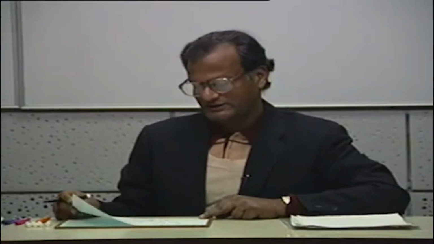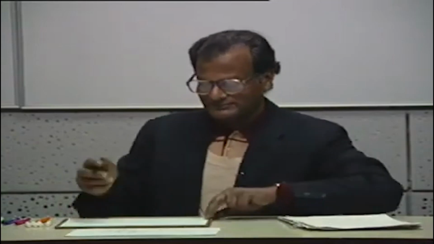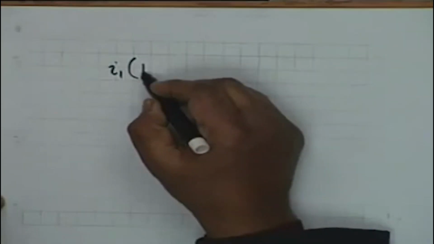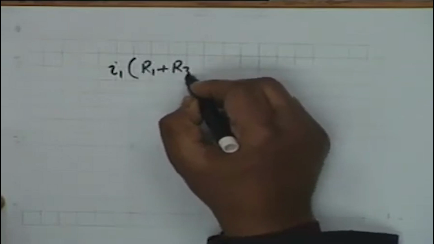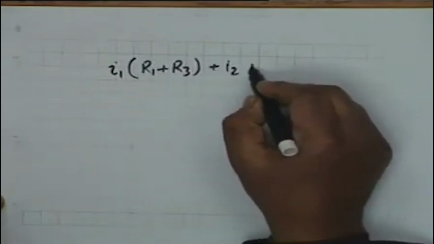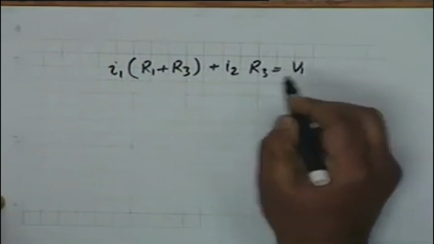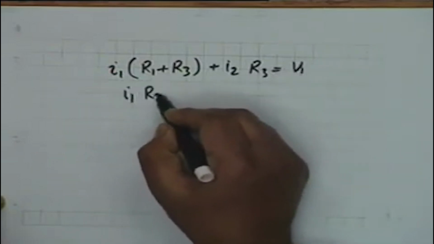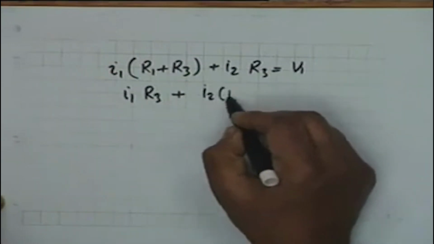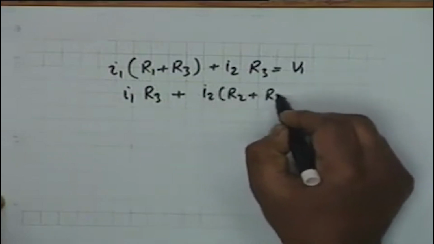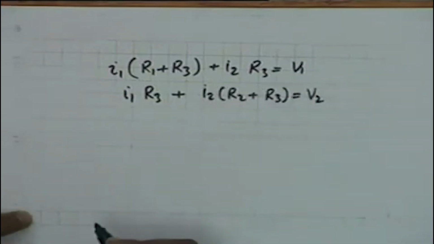Okay, matrices. Are you acquainted with determinants and matrices? Fine, that's wonderful. Then we can go smoothly. Let me write down these equations. I1 R3 plus I2 (R2 plus R3) is equal to V2. All right.